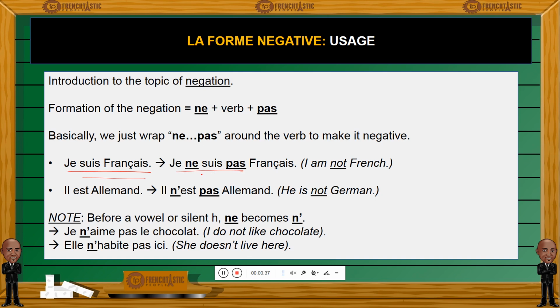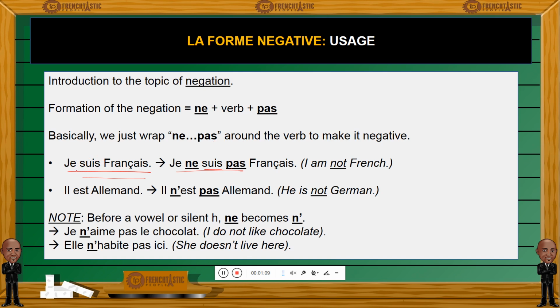What do you notice? As you can see, we have ne and pas on either side of the verb suis. From this, we can deduce a rule. In order to obtain a negation, all you need to do is simply wrap ne pas around the verb. Here the verb was suis, I am.